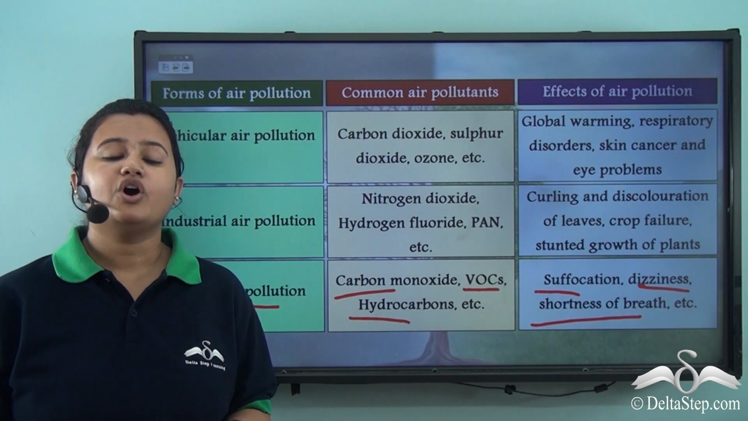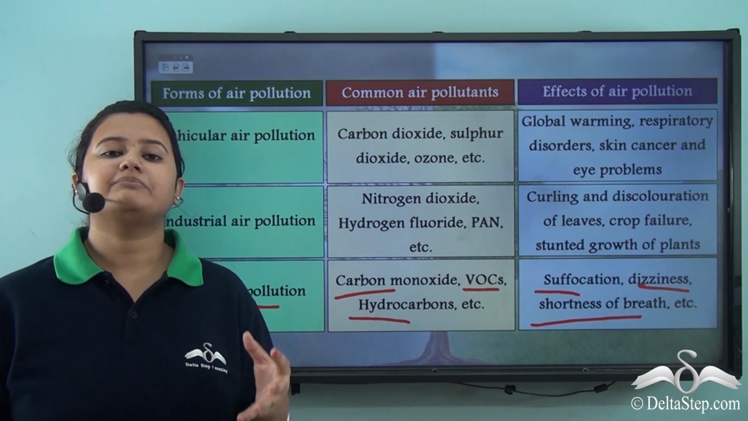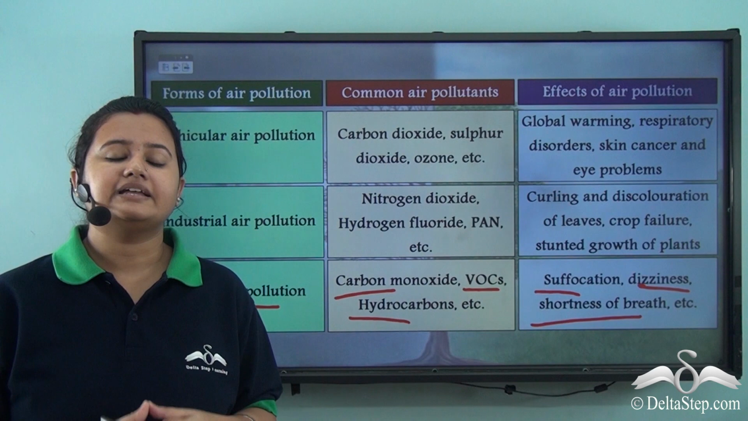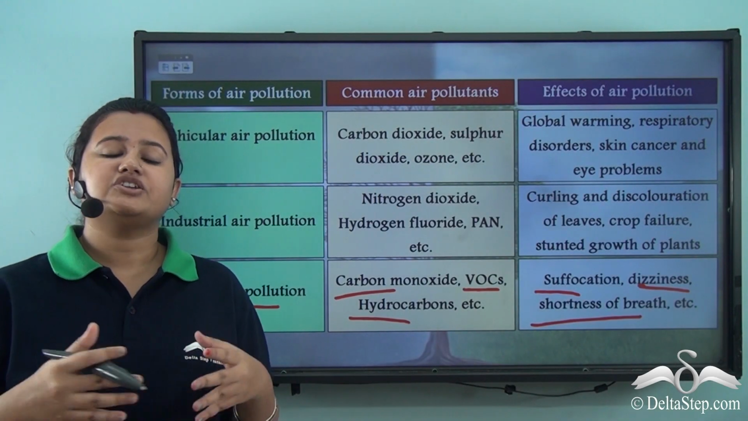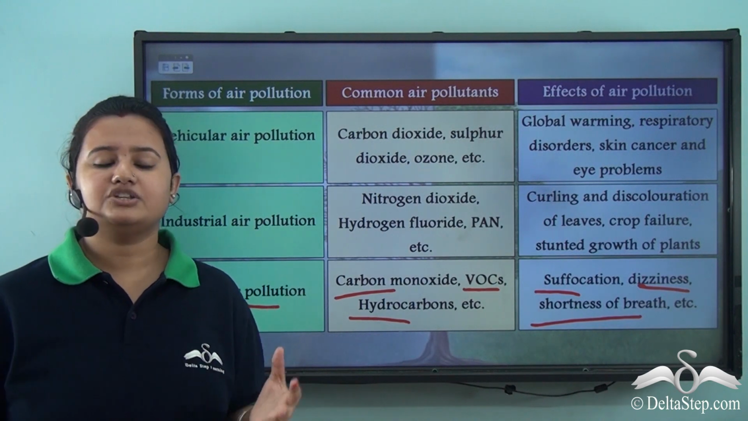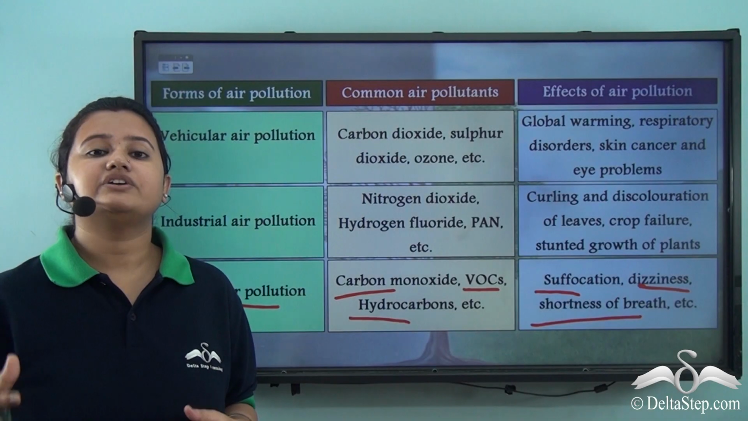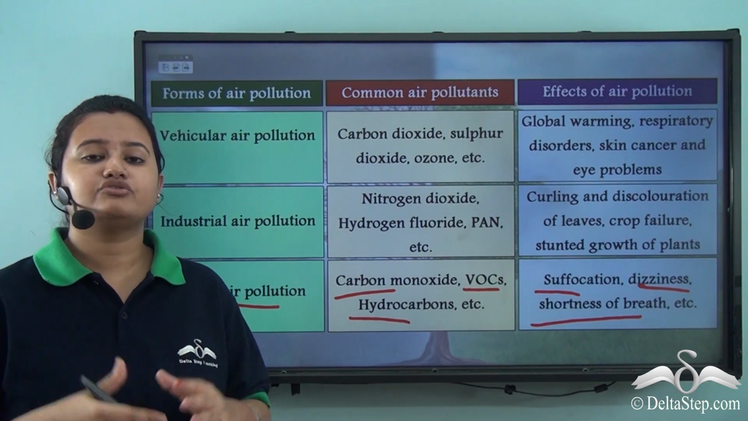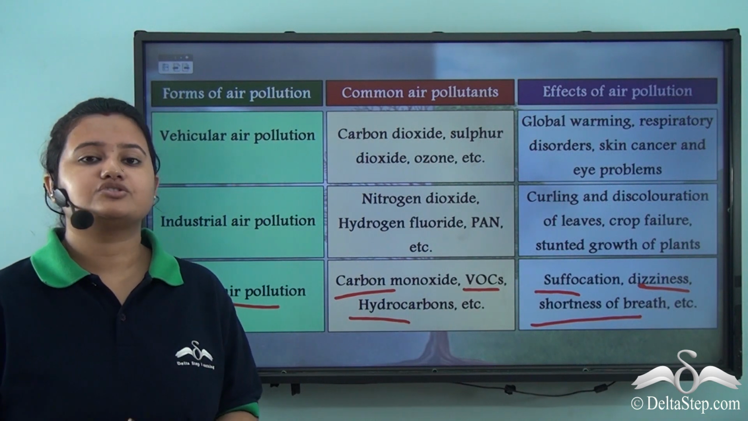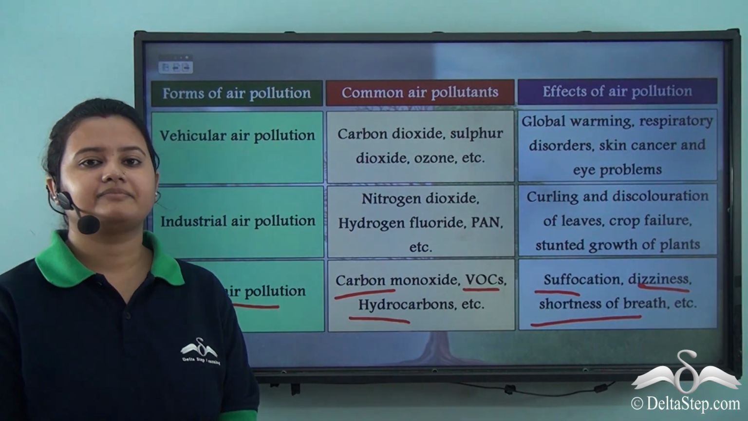So, in today's video, we discussed another man-made source of air pollution, that is industrial effluents. Then we also discussed the major pollutants and effects of industrial air pollution. Later, we discussed indoor air pollution and we read about its effects. In our next video, we shall try to focus on the preventive measures of air pollution.